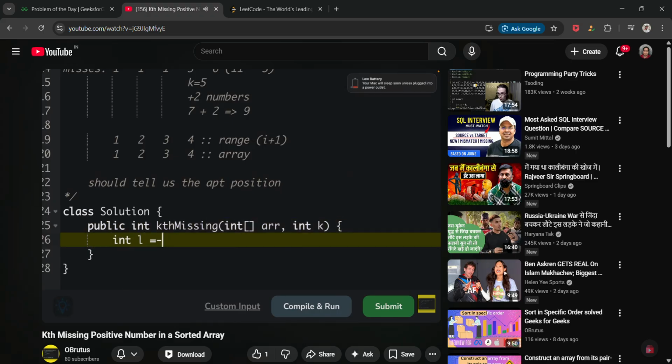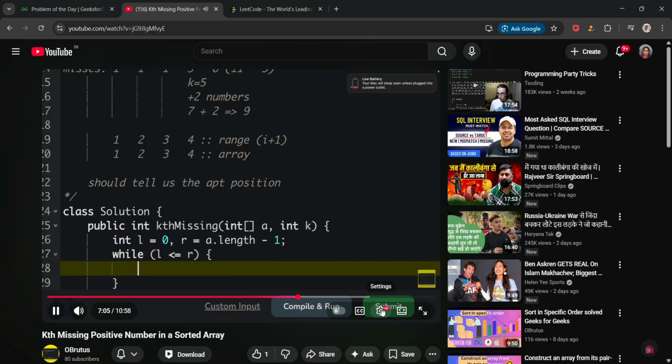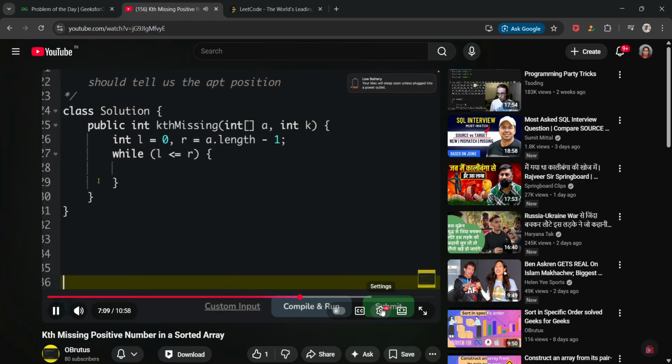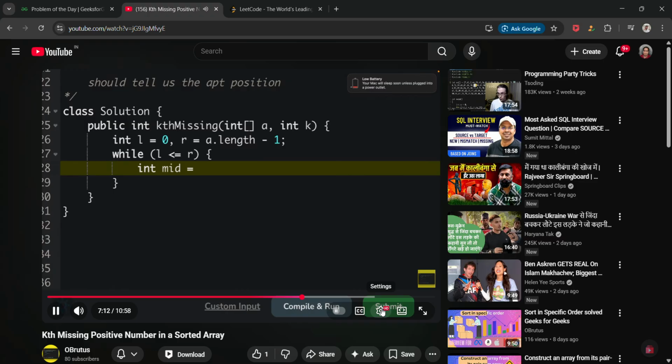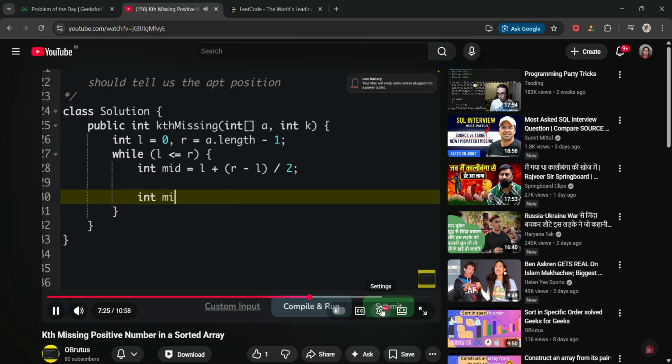So right now we have left L equal to 0, R equal to length minus 1, and I'll use A for simplicity, and while L is less than or equal to R, I'm having a binary search over here. Let's consider one element which I'll take as mid: L plus (R minus L) divided by 2. So we have a mid right now.